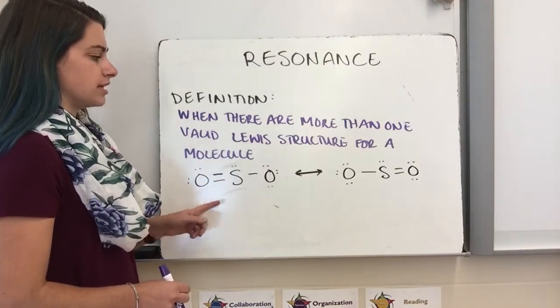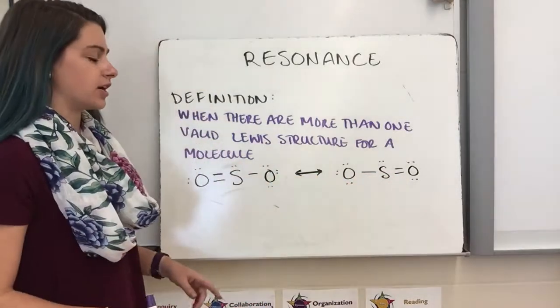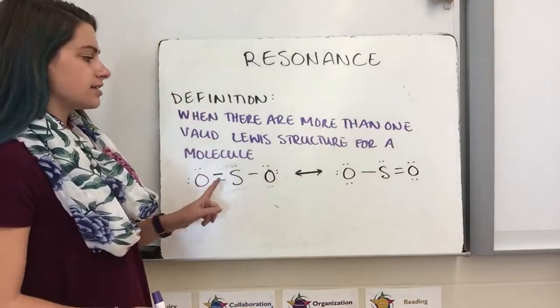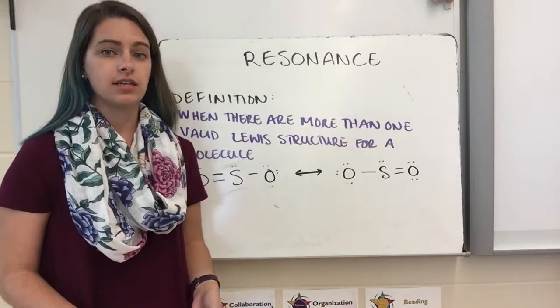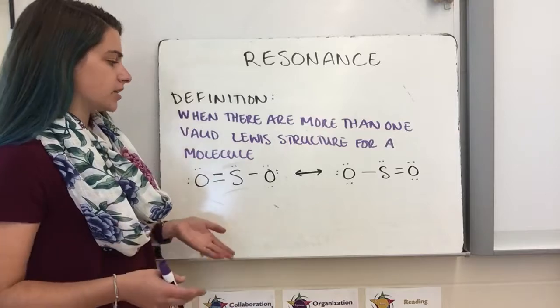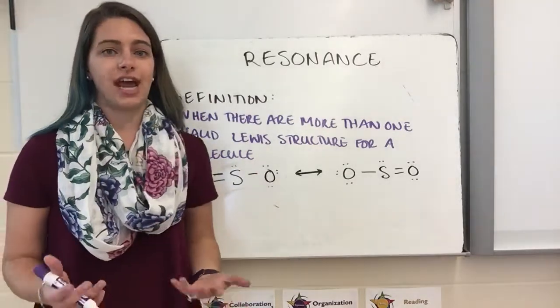Well, another option is I could have put my double bond on the other side of the sulfur. So I could have had a double bond between the sulfur and the right oxygen. Since that double bond can go either spot and both of them are technically correct, we say that this molecule has resonance. So when a molecule has resonance, these both exist pretty much at the same time.